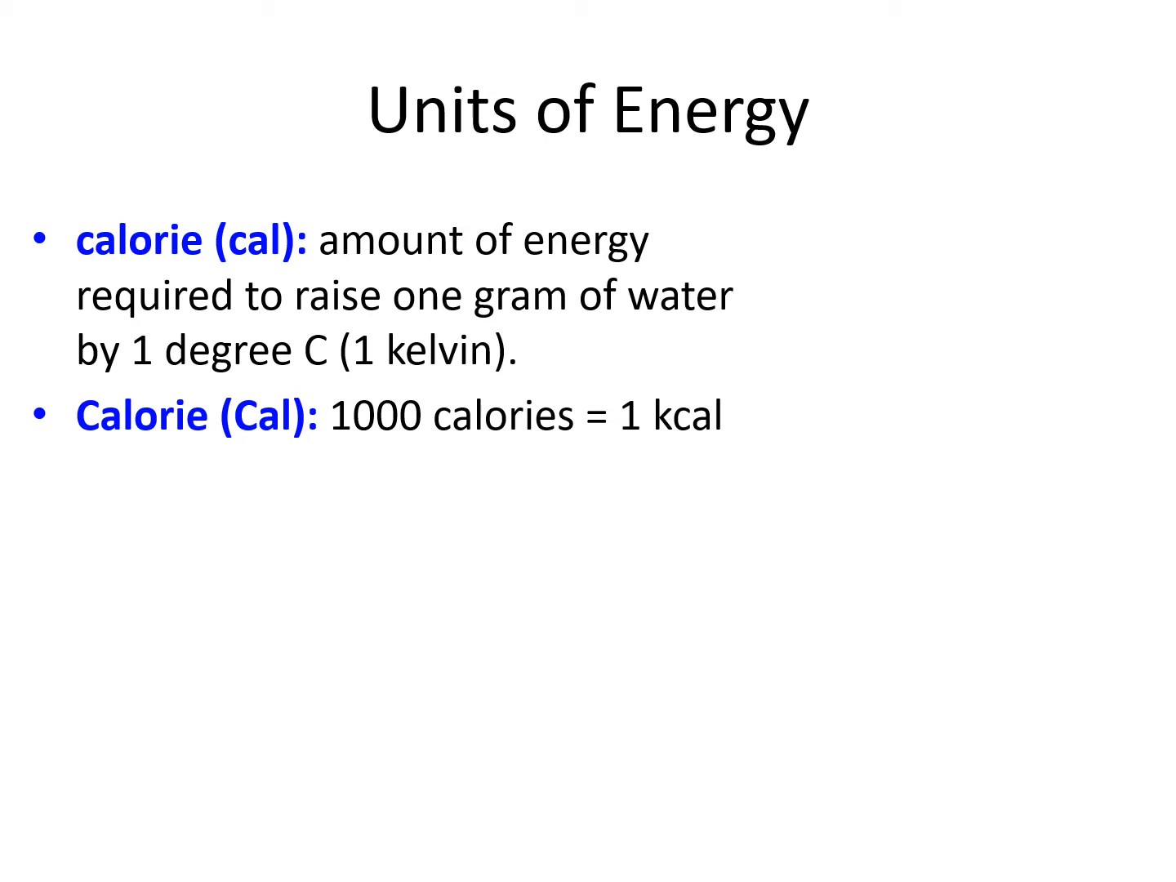Now, the calories that you actually see on your cereal boxes or macaroni and cheese are actually going to be big C calories. So big C calories are equal to 1,000 little c calories. In other words, they're the same thing as a kilocalorie, or kcal for short.